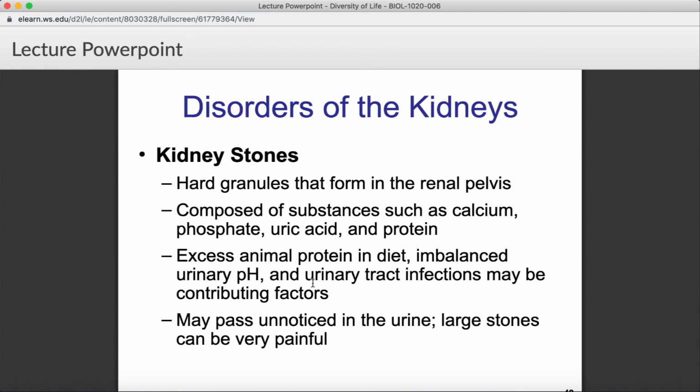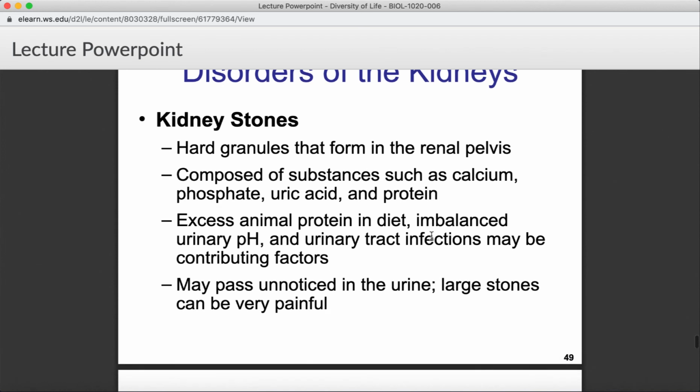Here's the catch: all of these kidney stones form better in acidic environments. So if you're constantly chugging stuff like that, you're more likely to get a kidney stone. And it's a hard little granule that forms in the renal pelvis. It's usually composed of calcium, phosphate, uric acid, sometimes protein. So if you were on a carnivore diet or something, you might be more prone to kidney stones. Imbalance in urinary pH, like if you're drinking cranberry juice constantly, or if you already have a UTI, then it can contribute to it.